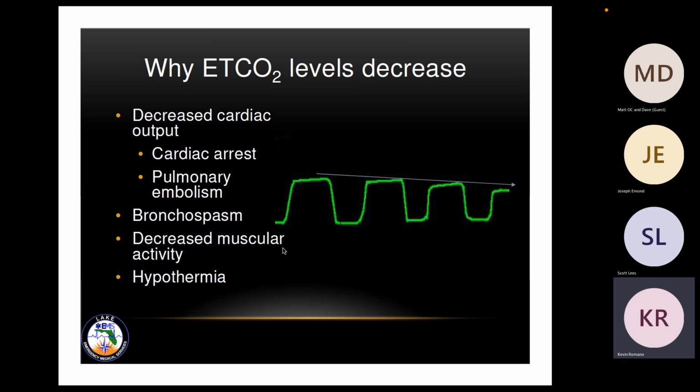Changes in end tidal levels. So why do end tidal CO2 levels decrease? They decrease with decreased cardiac output. So cardiac arrest, as you can see, the changes, let's say this is at 45 and it's going down. Or pulmonary embolus will also cause a decrease in end tidal, bronchospasm, decreased muscular activity, and hypothermia. These are events where you'll see a decreased level of end tidal.